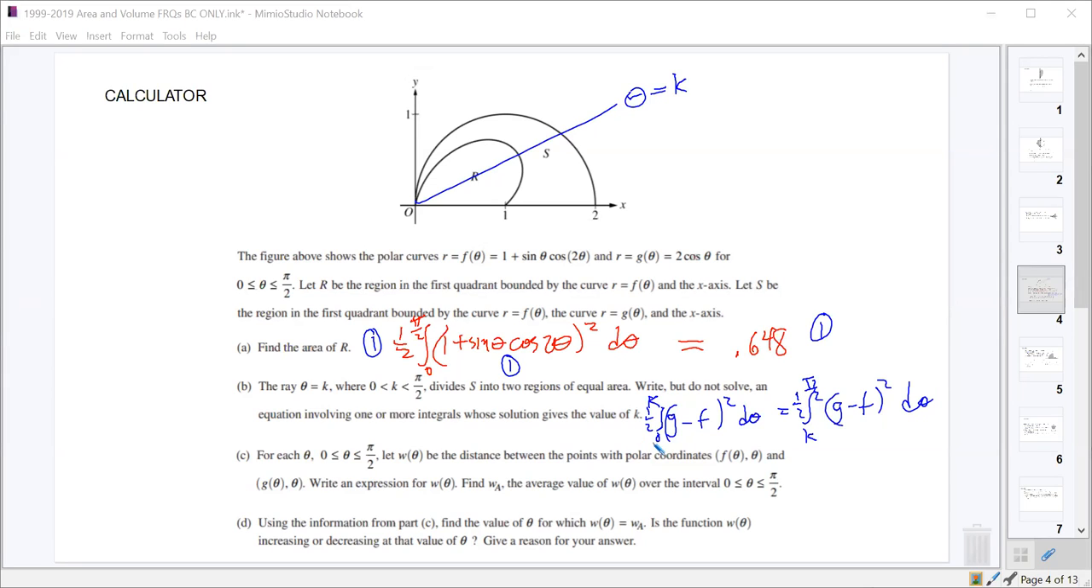One point for having 0 to k, k to pi over 2. So 1 point for the right limits, and then 1 point for the right things inside the integral. Any questions or issues with that one?